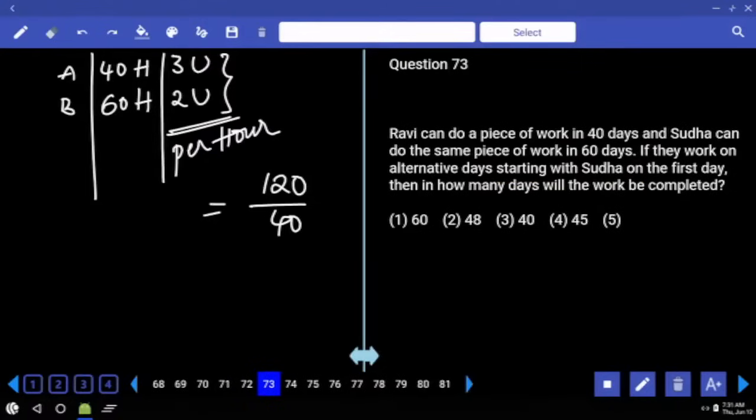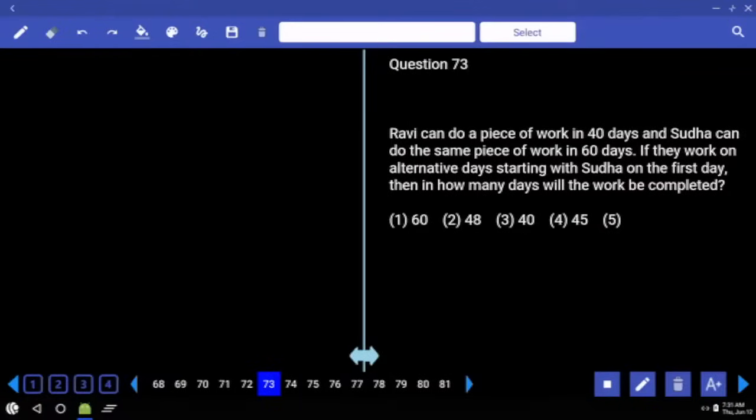Ravi can do a work in 40 days. Sudha can do the same piece of work in 60 days. If they work on alternate days, starting with Sudha on the first day, then in how many days will the work be completed? Sudha is starting, so let me take Sudha as the first person. She can complete the work in 60 days. Ravi can do the work in 40.